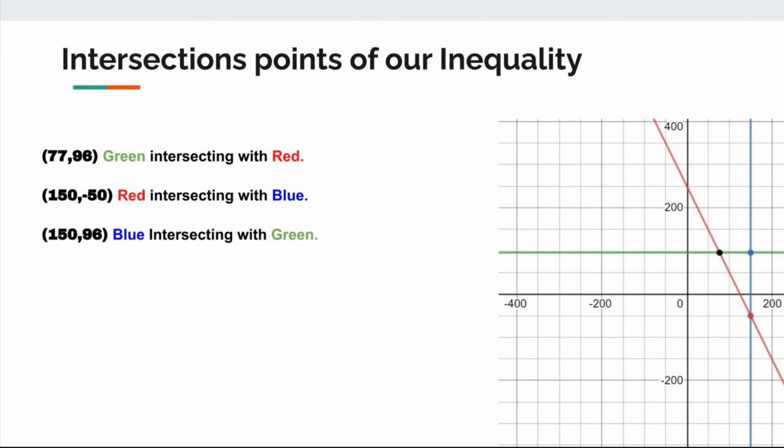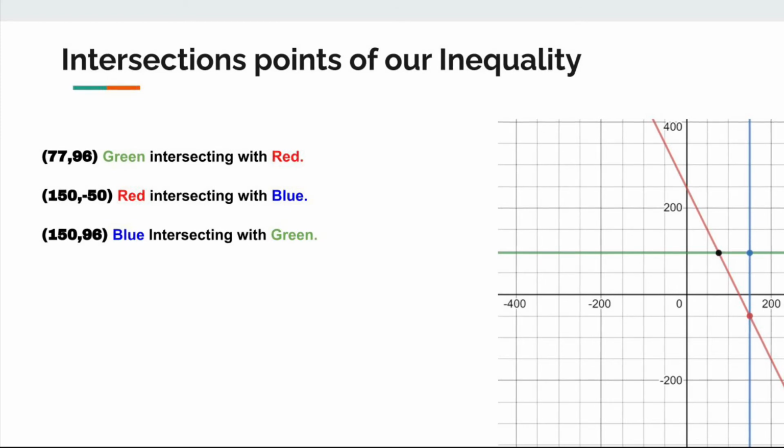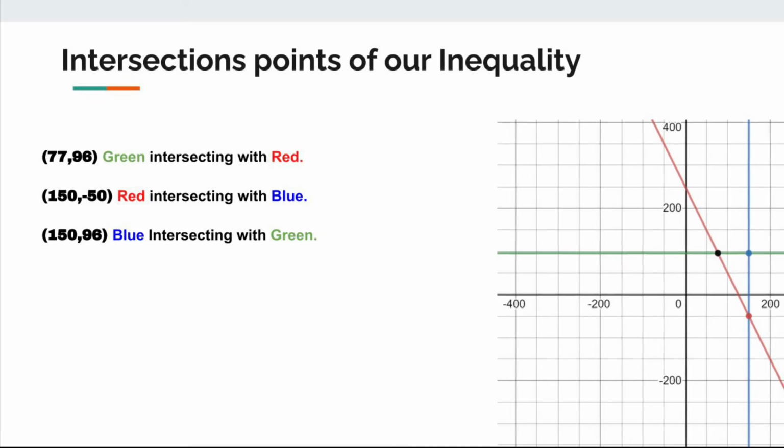The first point is 77, 96, which is green intersecting with red. The second point is 150 and negative 50, which is red intersecting with blue. The last point is 150 and 96, which is blue intersecting with green.